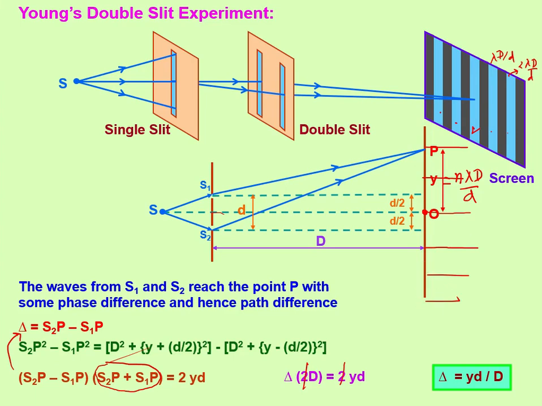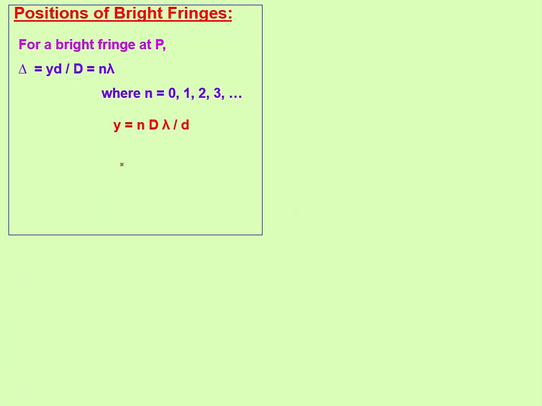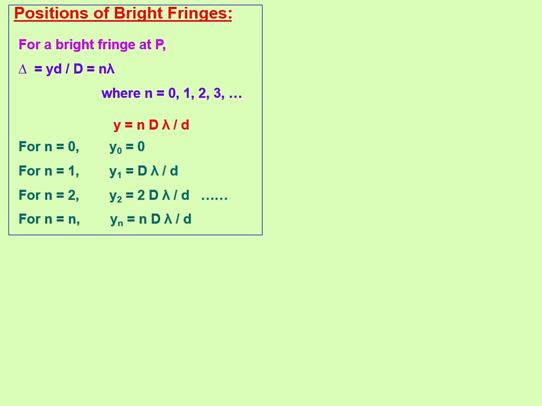So this particular term that we have obtained, this equation, y is the distance from the center at which we get maximas. So we get maximas at 0, lambda capital D upon small d, 2 lambda capital D upon small d, like this. Okay.